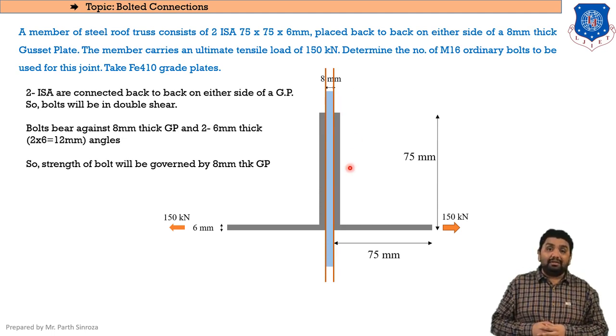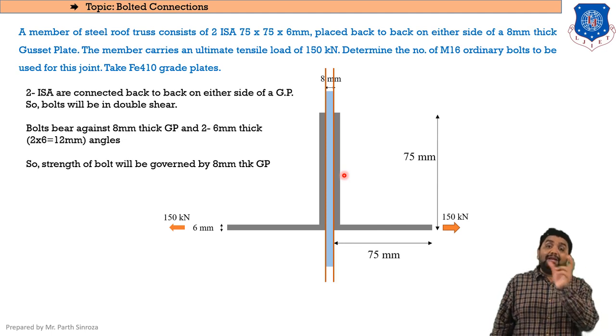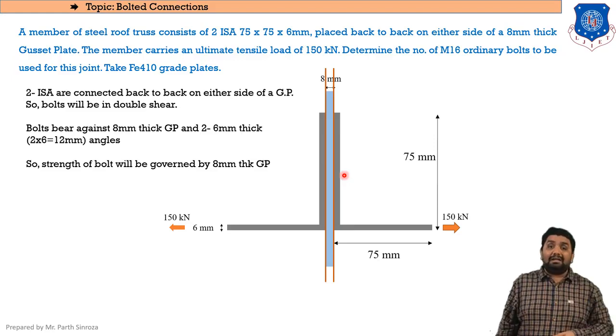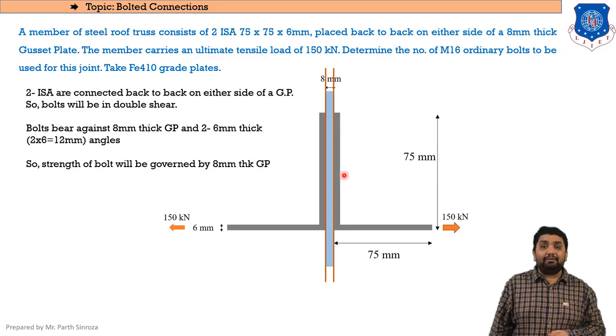Whenever you will be solving sums regarding angle sections, the dimensions of angles will be taken as a single unit, and the dimensions of the gusset plate will be taken as the other single unit. So here, as two angles are given in the question, we will be combining the dimensions of both these angles. So the total thickness will be 12 mm and the thickness of our gusset plate will be 8 mm. Clear? So the final thickness we will consider for solving our sum will be 8 mm.